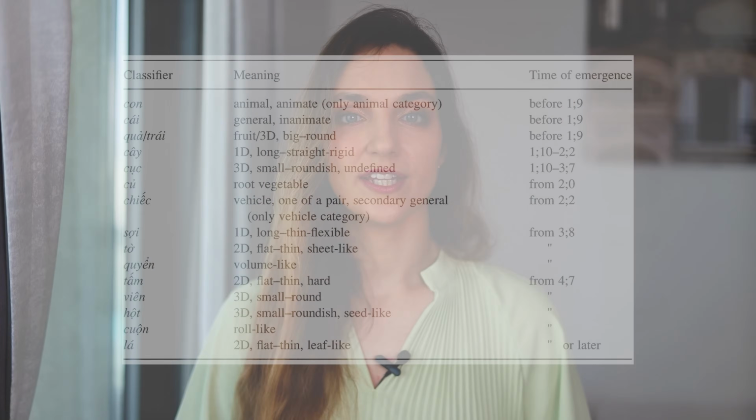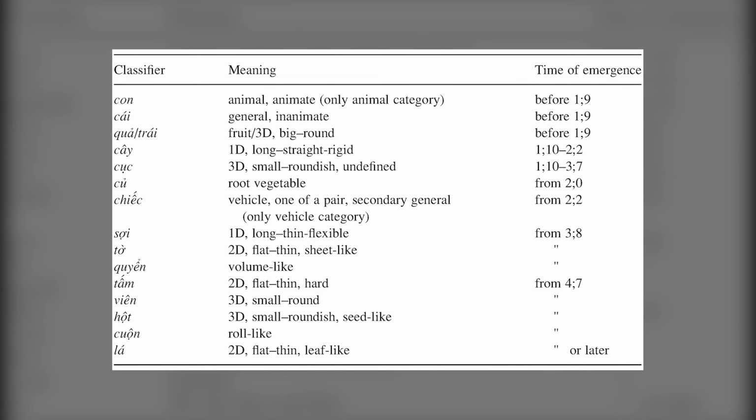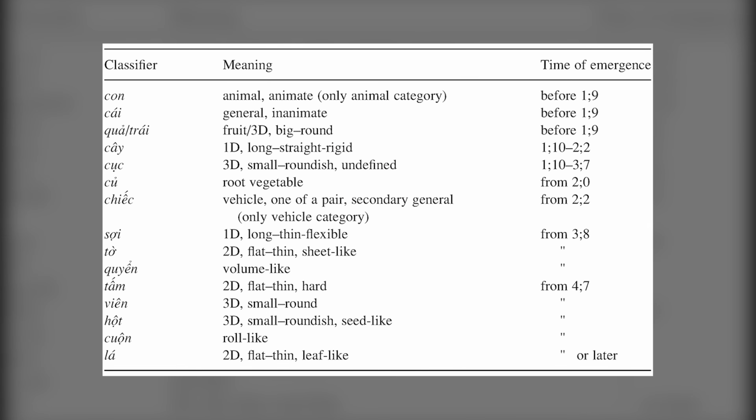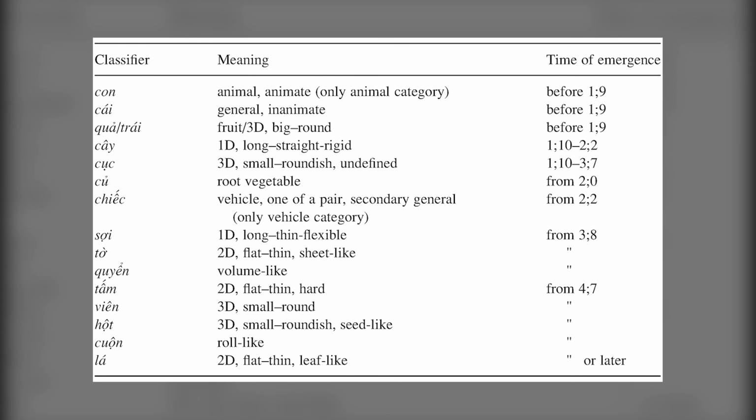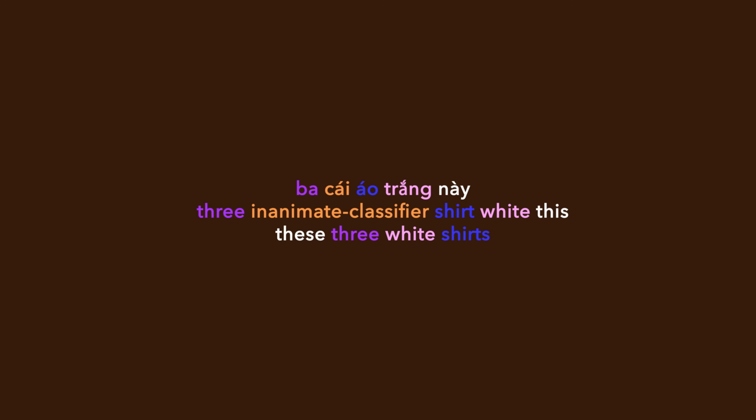Vietnamese also uses classifiers, similarly to, say, Chinese or Japanese. You cannot just say a noun, you should first categorize it. Is it a person, an inanimate object, maybe a sheet? So to say these 3 white shirts, you'd say: 3, inanimate classifier, shirt, white, this. Notice how adjectives and demonstratives go after the noun.